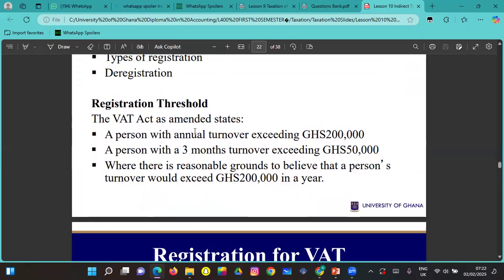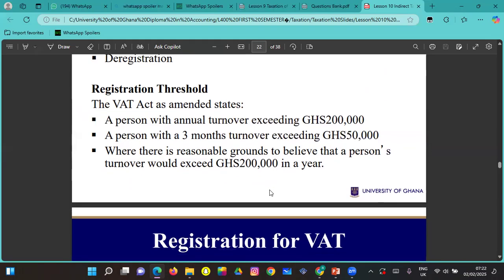So you see, how many 3 months makes in a year? 4. So 50,000 times 4 should also still be exceeding this one. So you see, there's a slight difference between the second threshold and the first threshold. So let's take note. So where there is reasonable grounds to believe that a person's turnover would exceed 200,000 in a year, right?